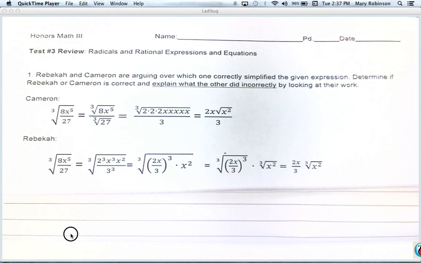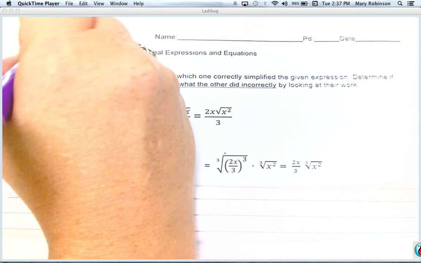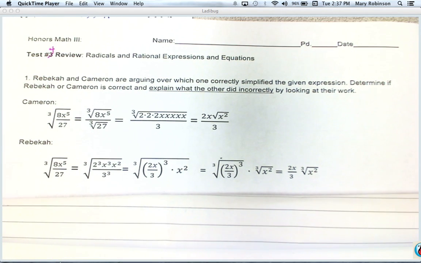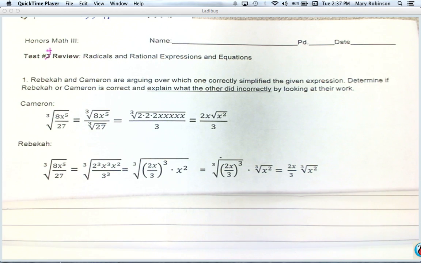In this video, I'll be covering problems 1 and 2 from your test review. And this is actually your fourth test. For number 1, it says Rebecca and Cameron are arguing over which one correctly simplified the given expression. Determine if Rebecca or Cameron is correct and explain what the other did incorrectly by looking at their work.